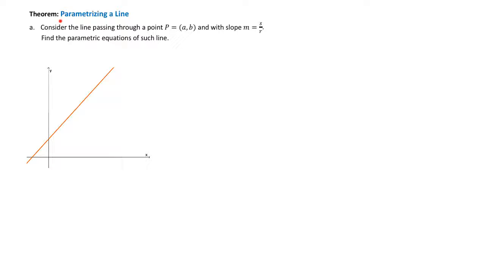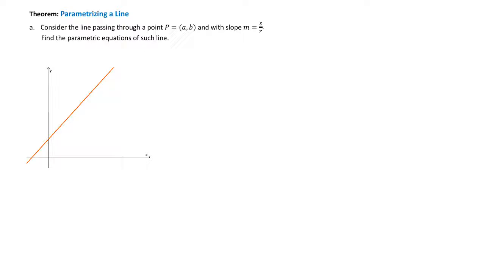Here is theorem 1. In the textbook, this is theorem 1, parameterizing a line. This will give us another way to parameterize a line. Consider the line passing through a point P that has coordinates a comma b. And this line has slope m, which is s over r.